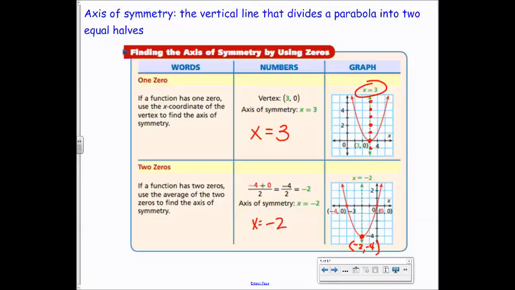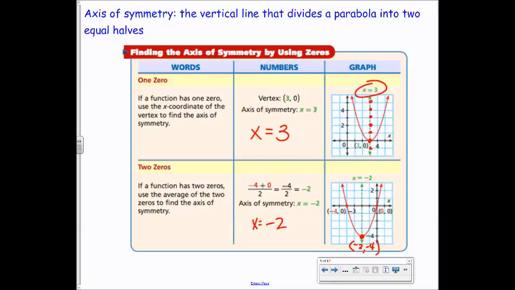The other way you can tell is if you have 2 zeros of a function. If there are 2 zeros, the axis of symmetry should be directly in the middle. So if your zeros are 0 and -4, your axis of symmetry should be at -2, because it's right in the middle of those. So again, an axis of symmetry is just the line that cuts it straight through the middle. It will always go through the vertex.